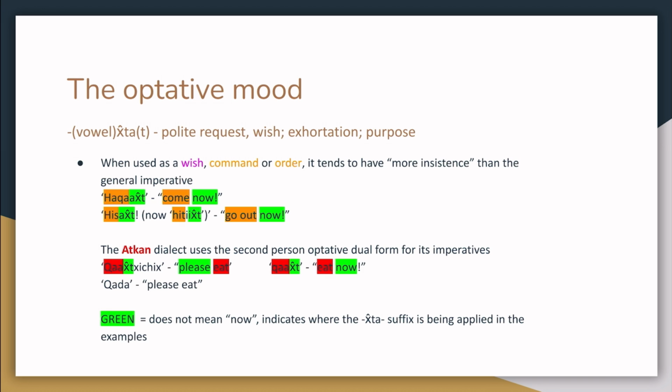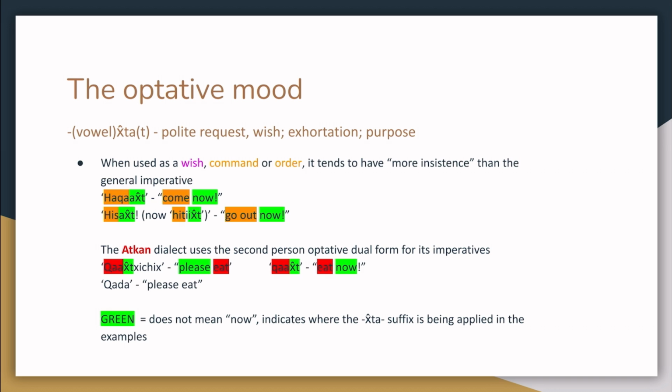So in the first example here, we have this one, as I was saying earlier. I'm assuming the haka is a variant of aka, meaning come, and then this makes that command a little bit stronger. And then same, his go out, hisacht go out, and that's a historical way to say it. Now it's hiticht, go out now.